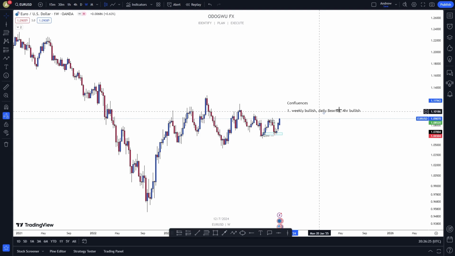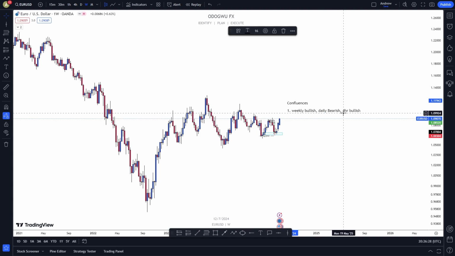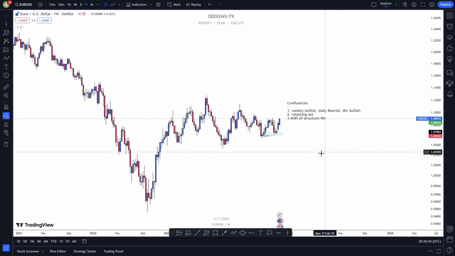So the next confluence we are going to be typing up, since the two time frames are now in sync, is that price is retesting the area of interest. That's the other confluence. Then our third confluence is that we have the shift of structure on the 4 hours. So it's as simple as that.